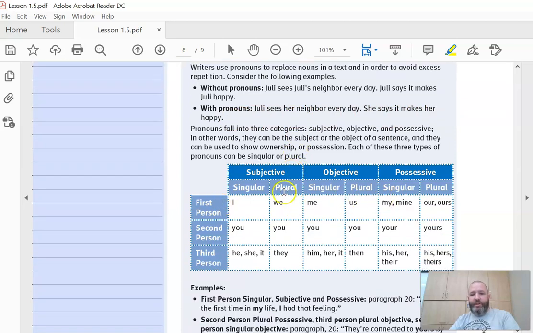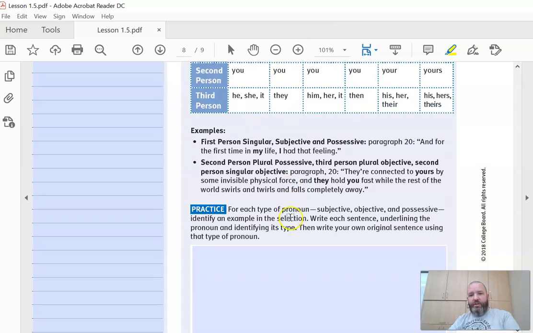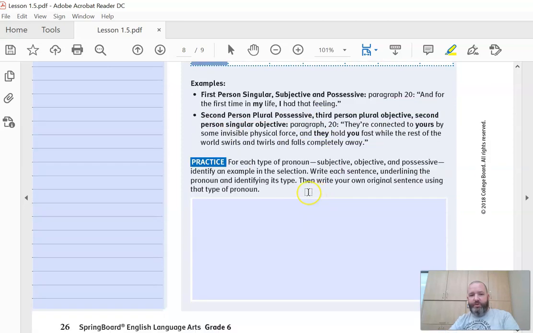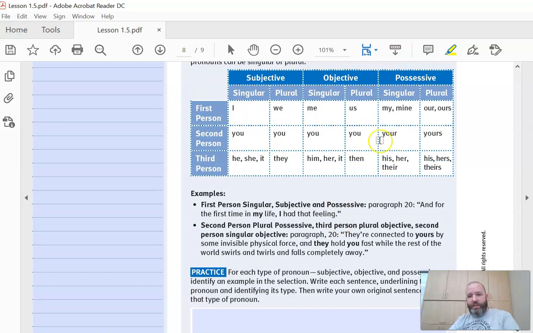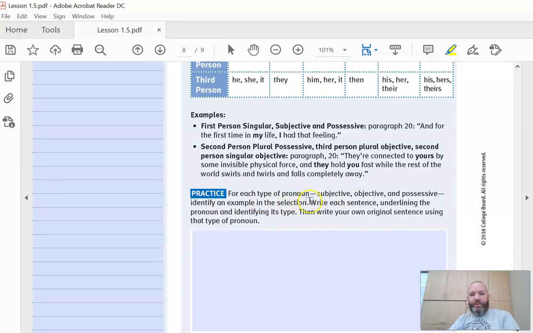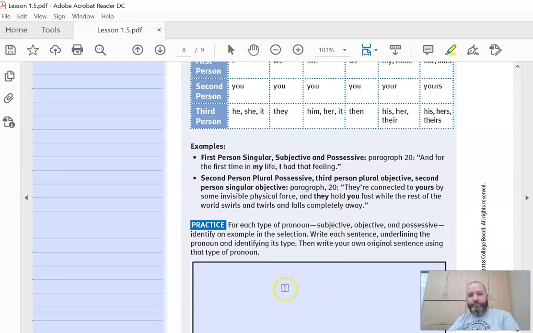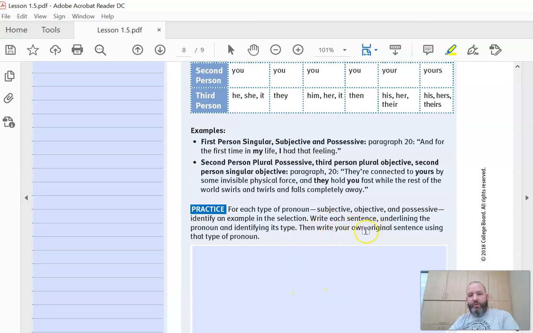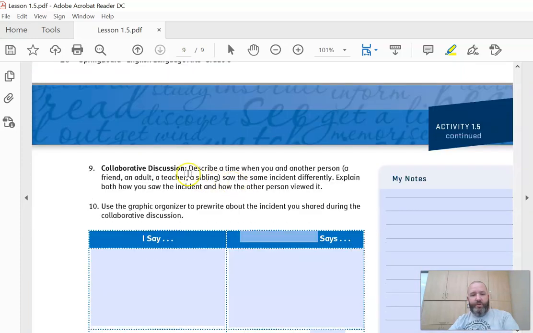Okay, so here's a list of different types of pronouns. Subjective, objective, and possessive. So it gives you a list. Down here it wants you to practice. It says first person, paragraph 20, and for the first time in my life, I had that feeling. Okay, so here's a second person. So they give you some different examples. For practice, it says for each type of pronoun, choose one from each of these lists, subjective, objective, and possessive. Identify an example in the selection. So go back and try to find where they use one of these pronouns and write that sentence down here. And then try and write your own sentence using that type of pronoun. Okay, so you've got some room down here to write a couple sentences using those pronouns.